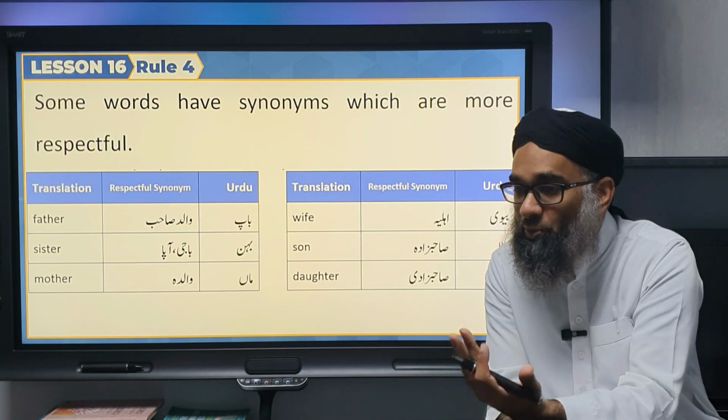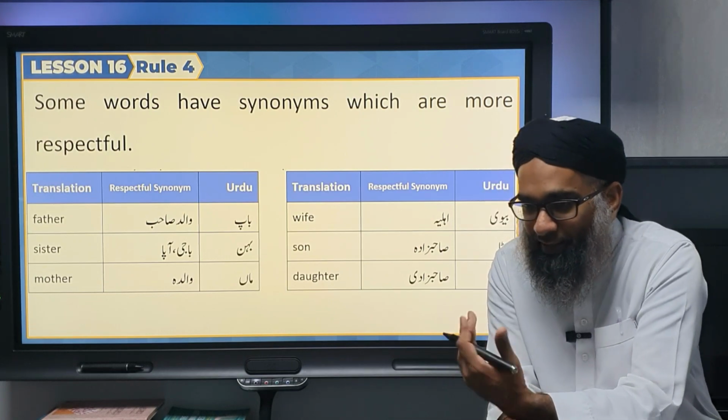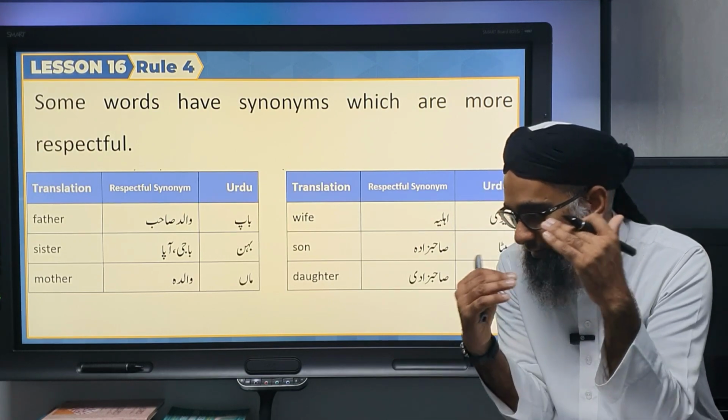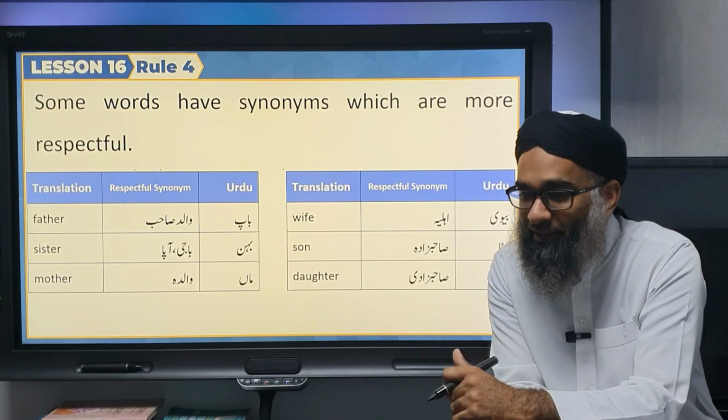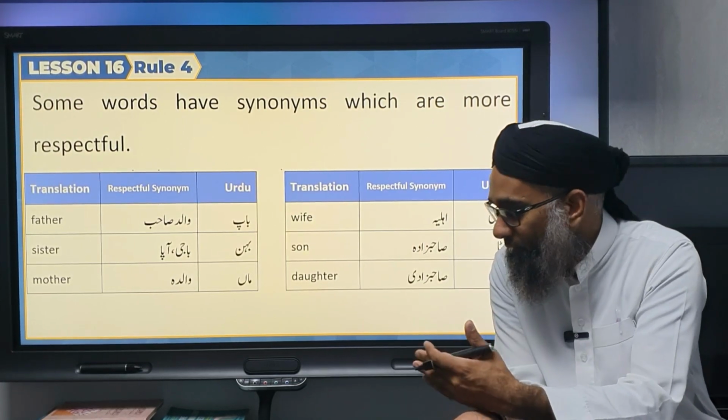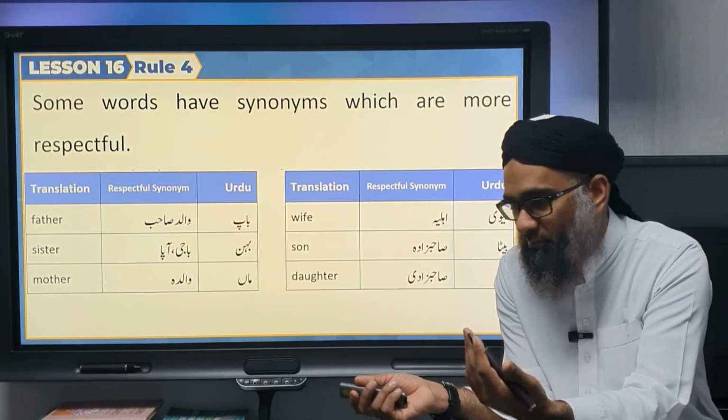So when you say to your teacher you, and you say to your classmate you, there's no mental difference between them: my classmate is you, my teacher is you. And in Hindi-Urdu, straight away you say, tu kya kar raha hai? Like you're messing around with your friend, what are you doing?